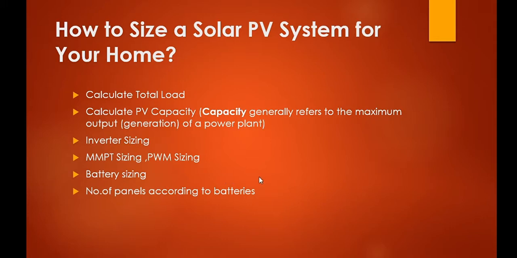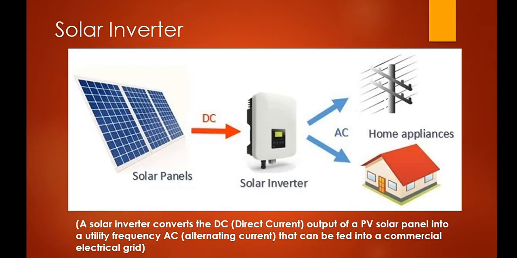Before explaining these steps, I want to show you a picture of an inverter. A solar inverter. What is the principle of a solar inverter? A solar inverter converts the DC, meaning direct current output of a PV solar panel, into a utility frequency AC that can be fed into a commercial electrical grid, and then it comes to your house. This you can clearly see in the picture.